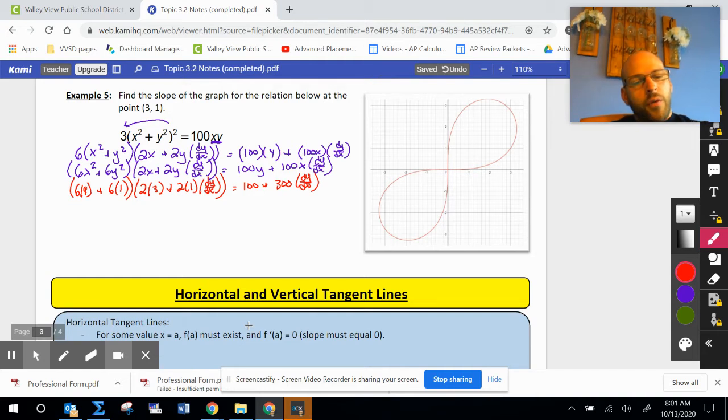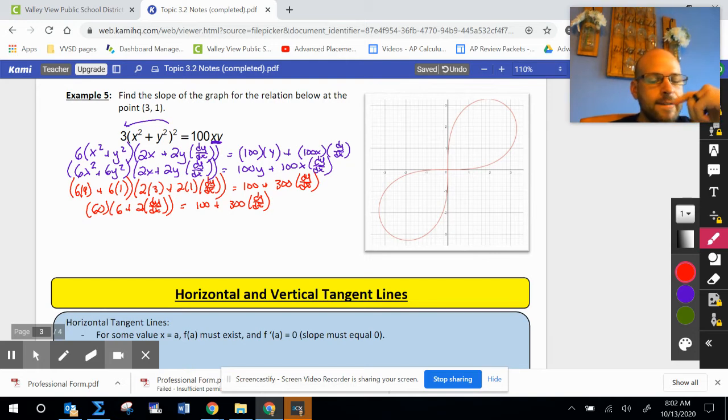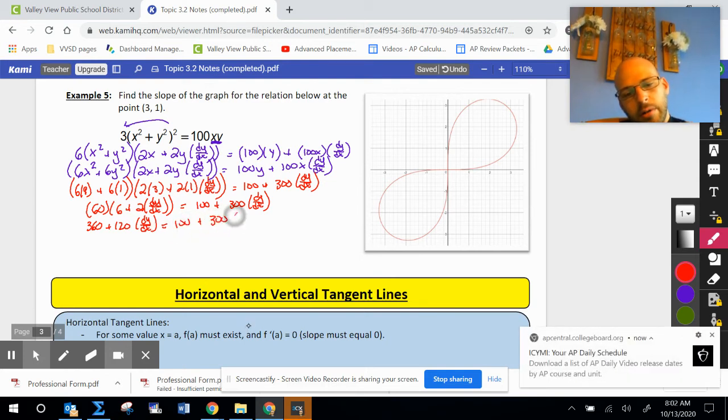So I got 54 plus 6 is 60 times a 6 plus 2 dy over dx equals 100 plus 300 dy over dx. So I'm going to distribute. I'm going to say 360 plus 120 dy over dx equals 100 plus 300 dy over dx.